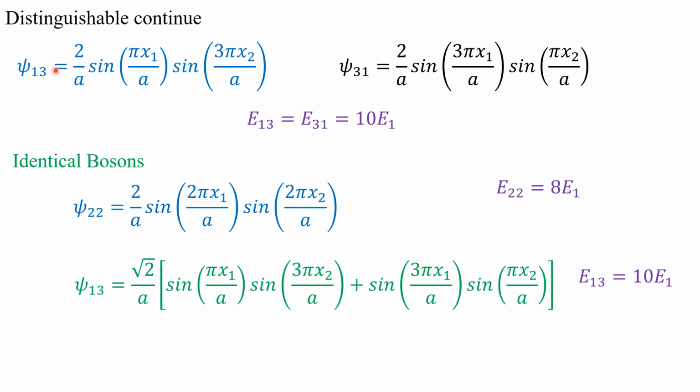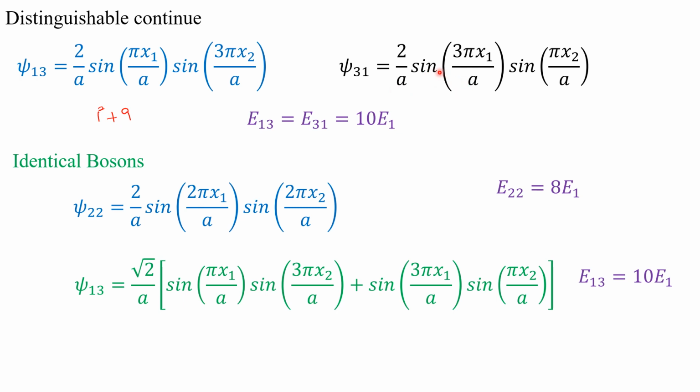So the total wave function is the product of two wave functions, that is sqrt(2/a) sin(pi x1/a) multiplied by sqrt(2/a) sin(3 pi x2/a). Here also, the sum of the energies is n equal to 1 squared plus 3 squared, which is 9, 1 plus 9, 10. So same is the case.